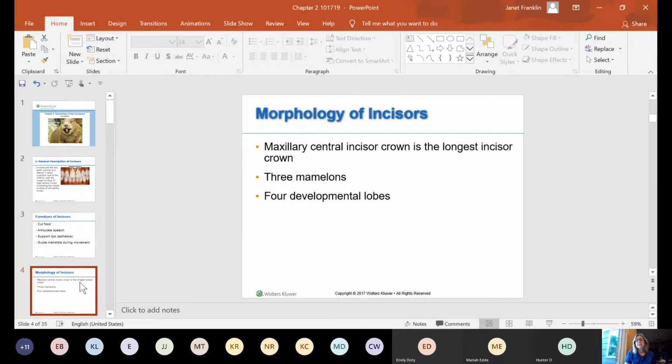Your maxillary central incisor crown is the longest incisor crown. It is not the longest tooth, but it is the longest incisor crown. And there are 3 mamelons on it and 4 developmental lobes. So as far as the developmental lobes, since it's an anterior tooth, we'll have 3 on the facial or labial surface, and we'll have 1 on the lingual surface where the cingulum is located.